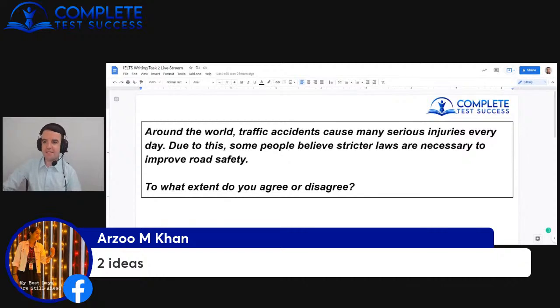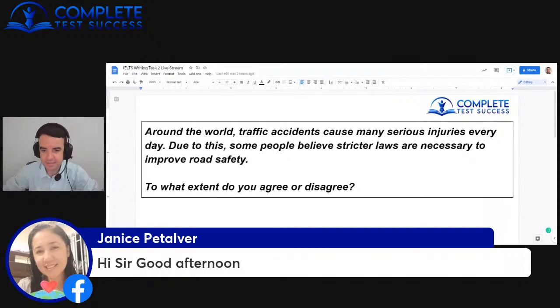Arzu says 2 ideas. Exactly. So to what extent do you agree or disagree? You're either going to say, I completely agree, and then give 2 reasons why you agree, or you're going to say, I completely disagree, and then give 2 reasons why that is the case.